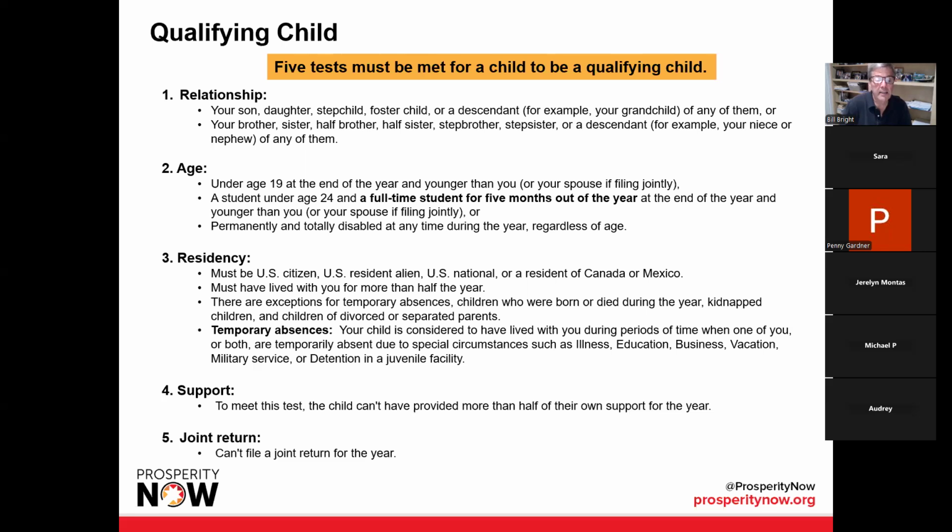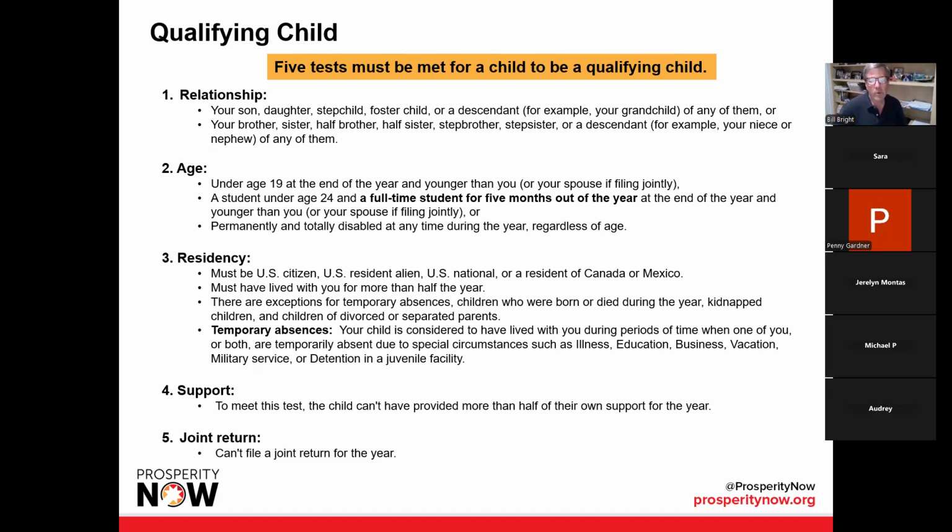And this one's key here, support. To meet this test, the child can't have provided more than half of their own support for the year. So that's generally a pretty straightforward situation if they're under 19. When they're living at home and older than 19, but not a full-time student, that's where it gets a little tricky sometimes. How much did they earn? Did they earn $12,000 last year? Is that realistic to assume that they could support themselves on that?